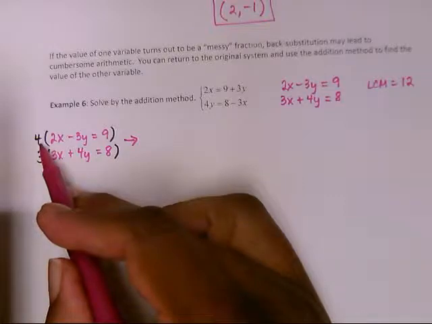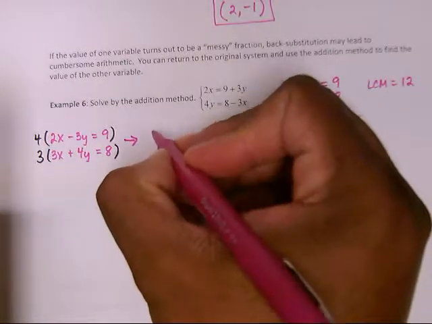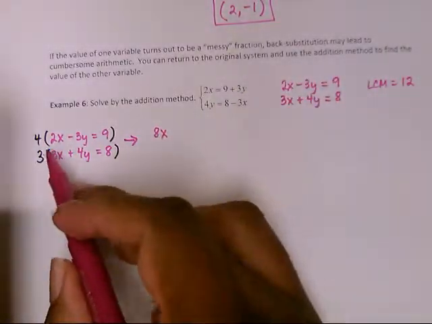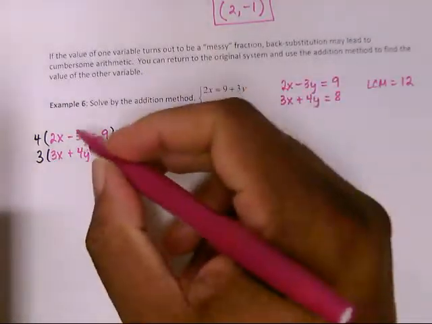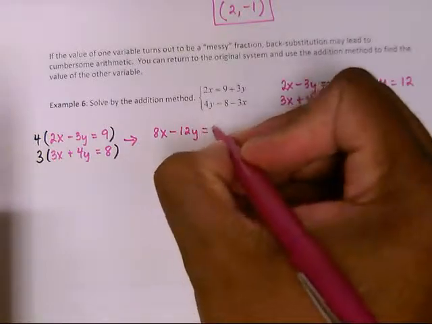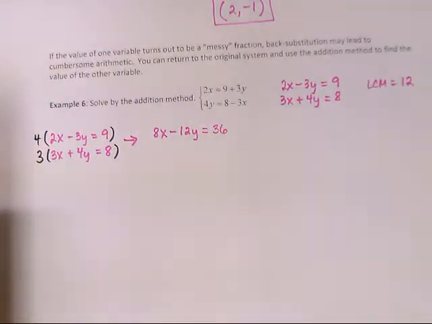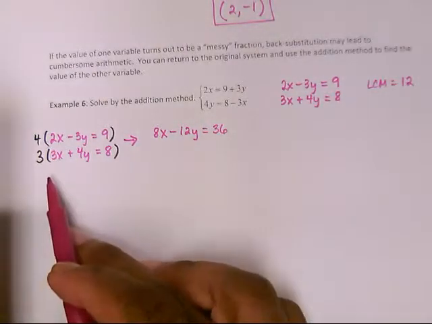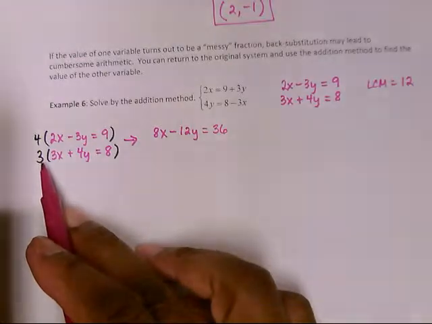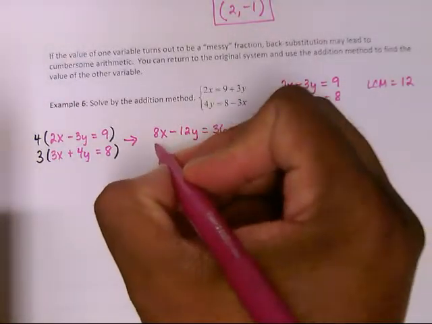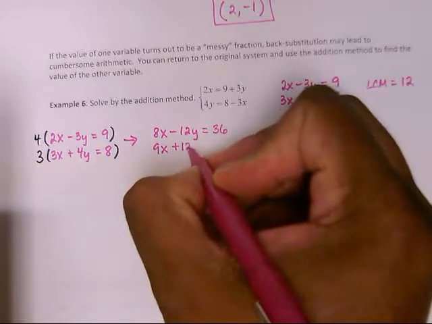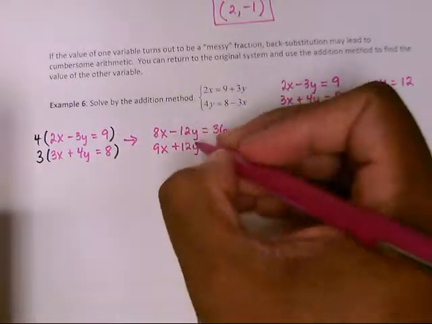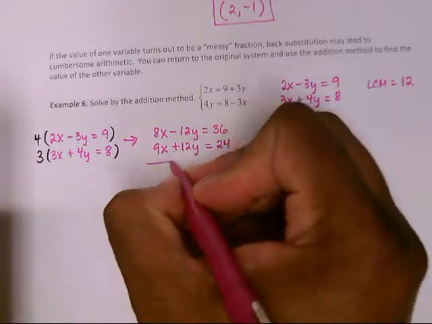So now, multiplying the top equation by 4, I'm going to have 4 times 2x, which would be 8x. And then 4 times a minus 3y will be a minus 12y. And then 4 times 9 equals 36. So I got 8x minus 12y equals 36. The second equation, if I multiply it by 3, 3 times 3x will be 9x. 3 times plus 4y would be a plus 12y, equal 3 times 8, 24.